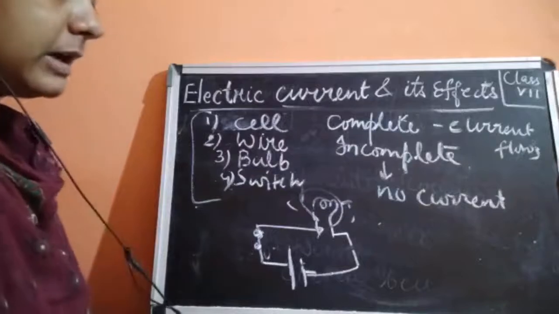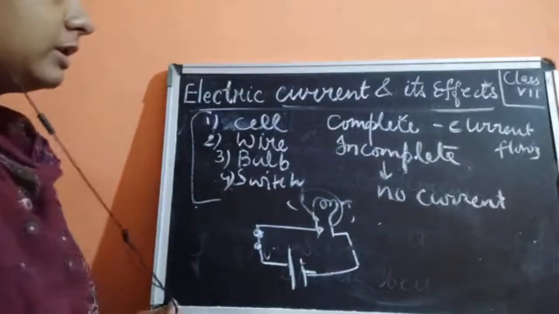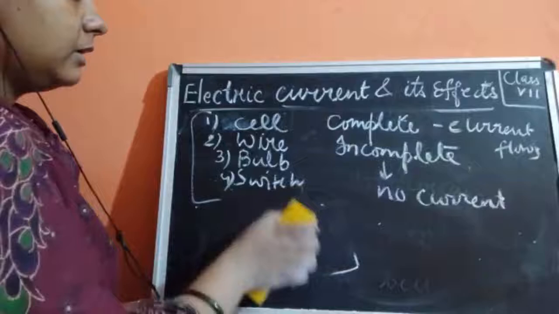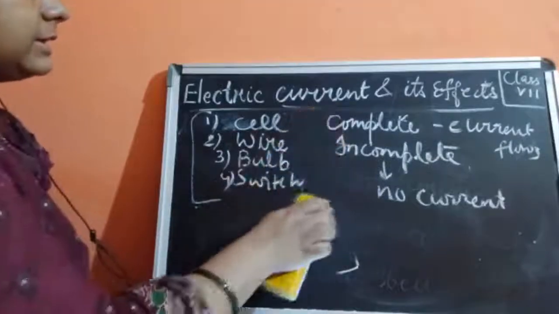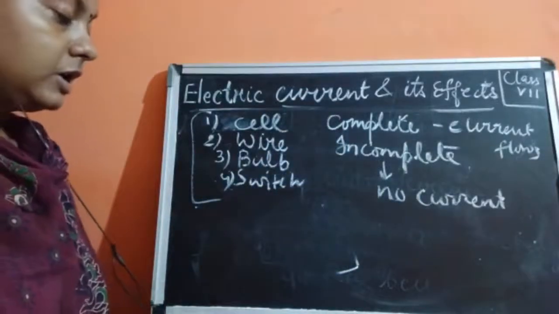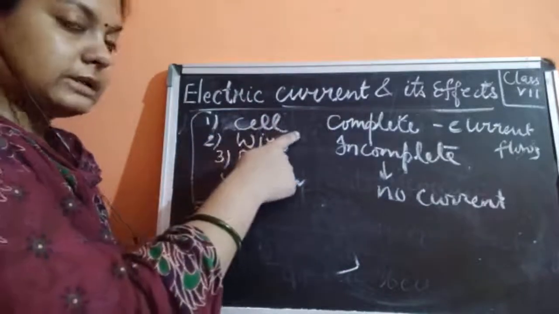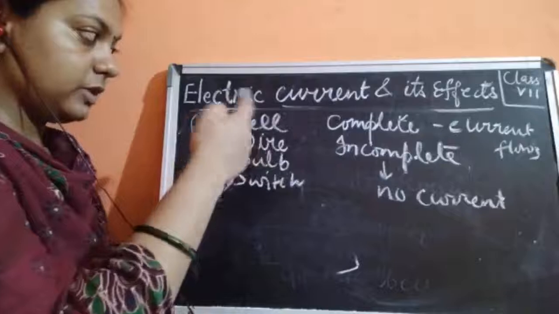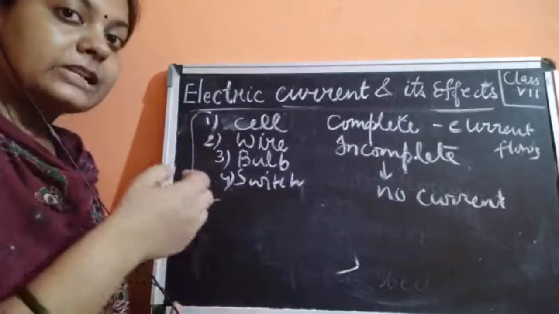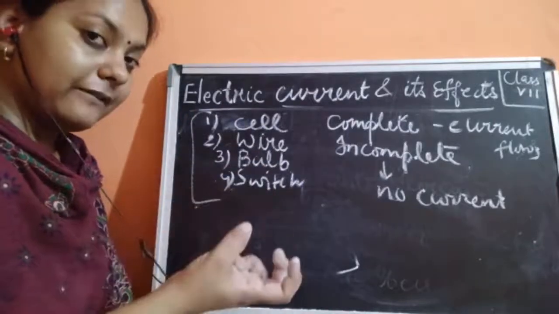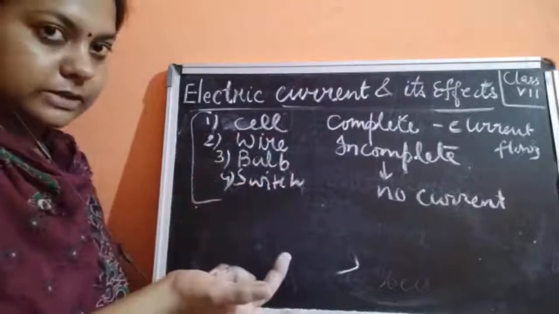Now, second, I'll go on to the functions of all these components of the circuit. So, what is the function of this cell? The function of the cell is to supply the electric charge. It is going to give the potential difference. It is going to give the power in the circuit so that the electricity could flow.